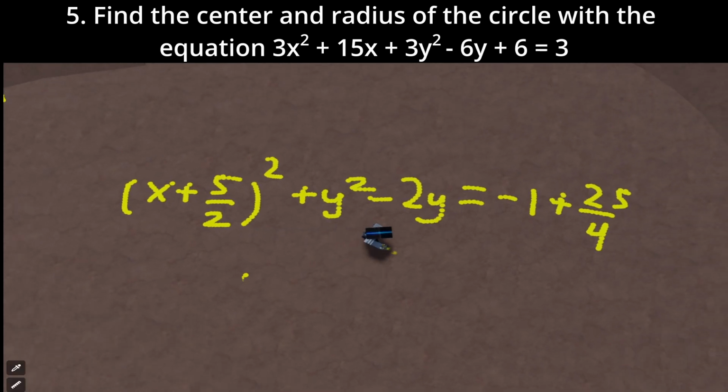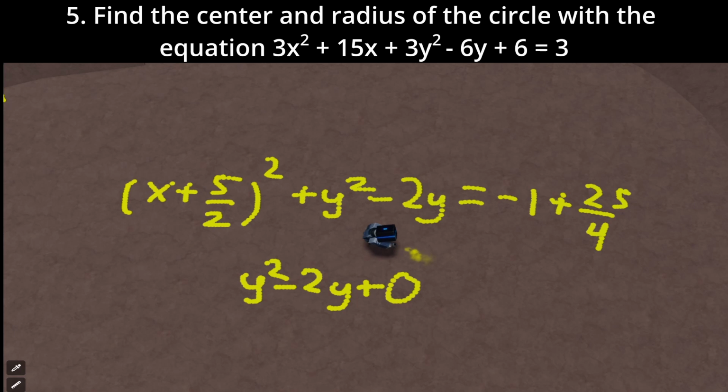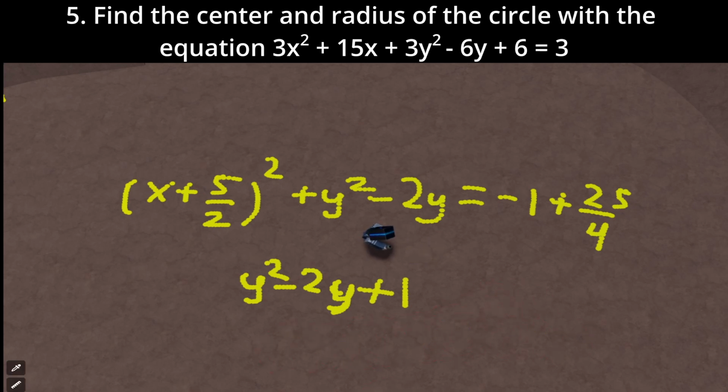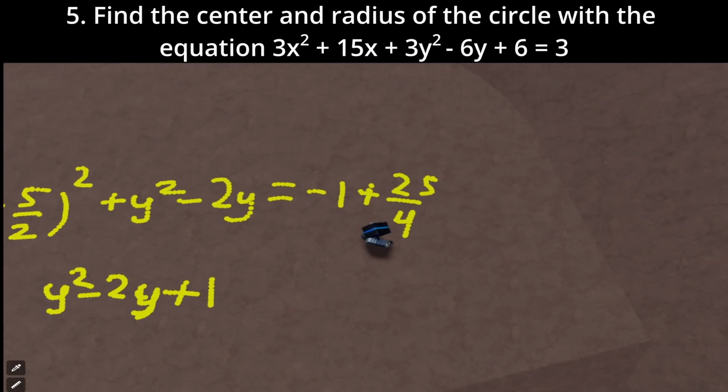Now let's go to the y terms. I have y squared minus 2y, and I need to add a special number to turn this into y minus k squared. So to do that, you take the coefficient on the y, that's minus 2, divide it by 2 to get minus 1, and then square that number. So minus 1 squared is just plus 1. So all we need to do is add 1 here so we can factor it. If I add 1 here, I have to add 1 to the other side of the equation as well. So I'm going to write plus 1.